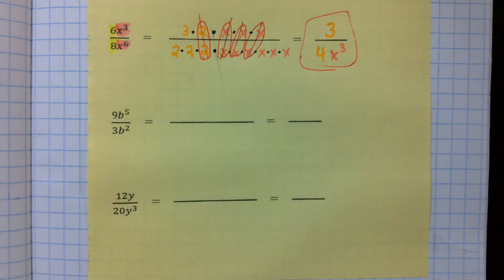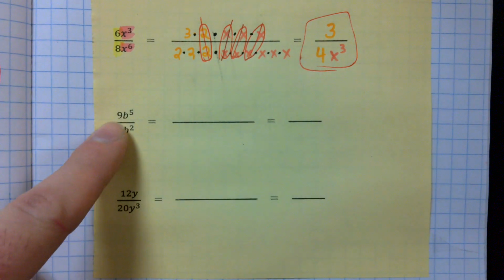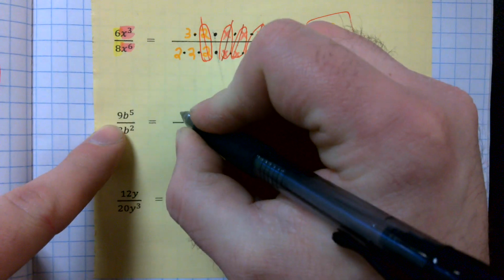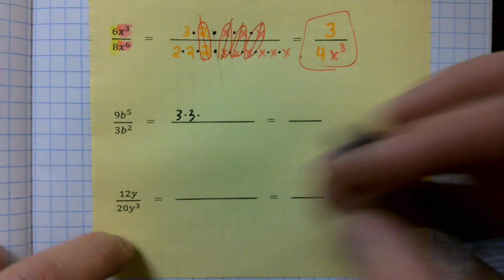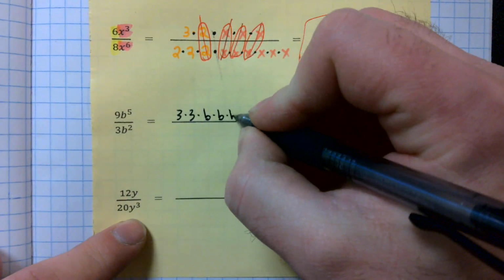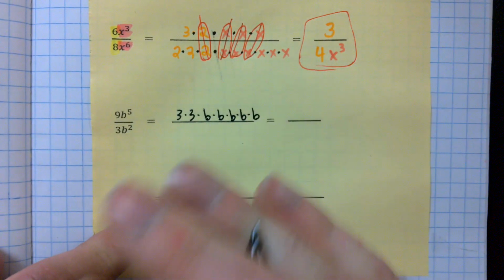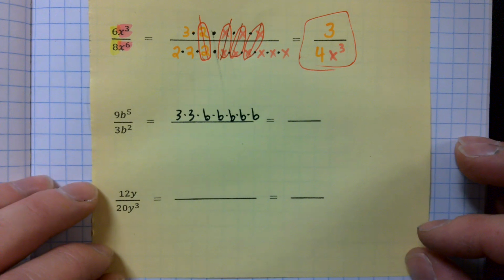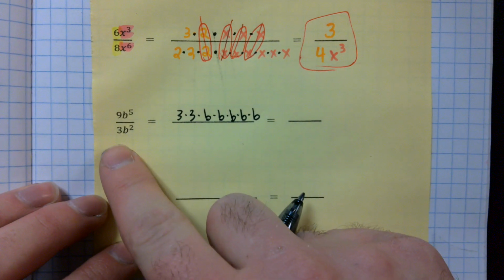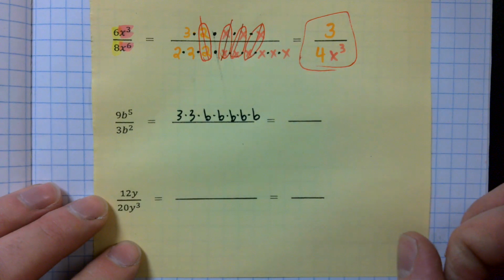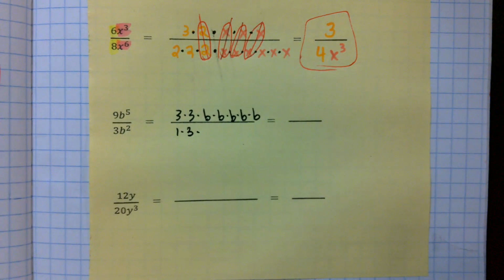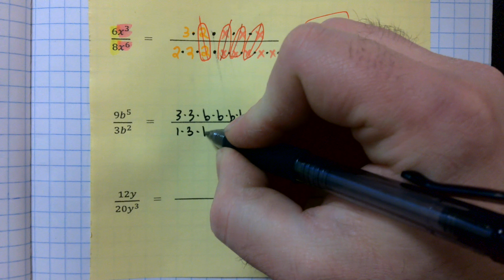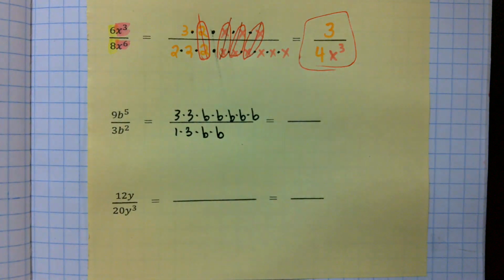Let's split this up. How can I split up 9? What 2 numbers multiply to give me 9? 3 times 3. And how many b's do I have on the top? I got 5. When I expand it out like this, I don't have to worry about negative exponents. How can I split up 3 on the bottom? 1 times 3. And how many b's do I have on the bottom? 2. Are we all expanded out? Yes, we are.